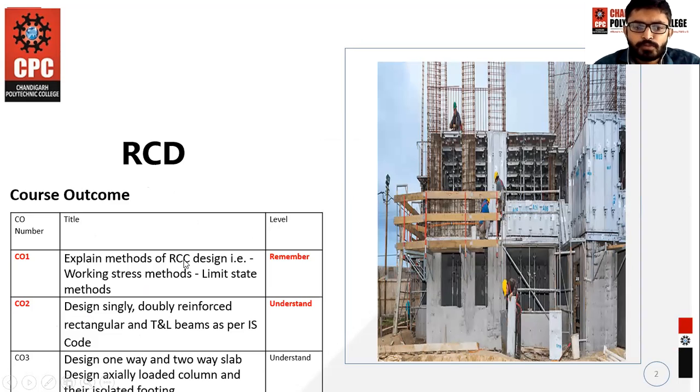So what are the various methods we will be dealing with in this subject? That is the working stress method, limit state method, the design of singly reinforced beam, doubly reinforced beam, and the design of one-way slab, two-way slab, design of axially loaded column, and their isolated footings. All of these things we would be covering in this subject. Okay.